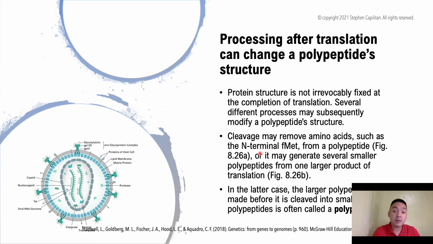Cleavage may remove amino acids such as the N-terminal F-met from a polypeptide, or it may generate several smaller polypeptides from one larger product of translation. In the latter case, the larger polypeptide made before it is cleaved into small polypeptides is often called a polyprotein. Polyproteins are chains of covalently conjoined smaller proteins that occur in nature as very versatile. An example of it is the proteome of some of the viruses, including your HIV-1 virus.